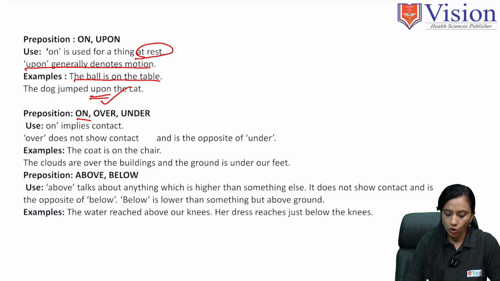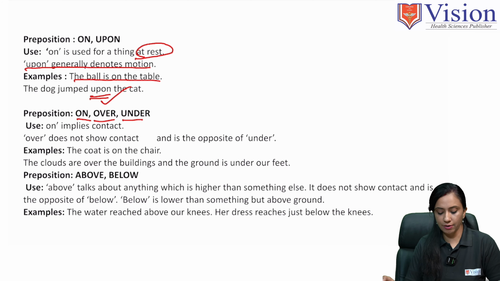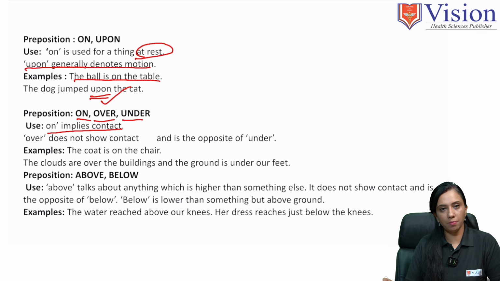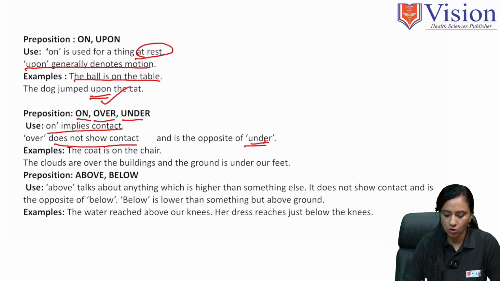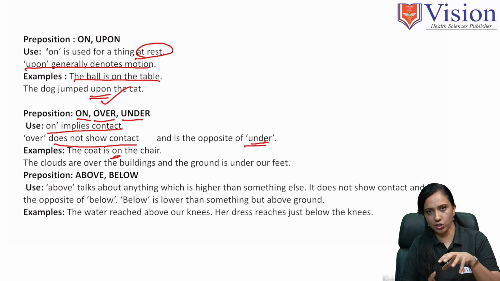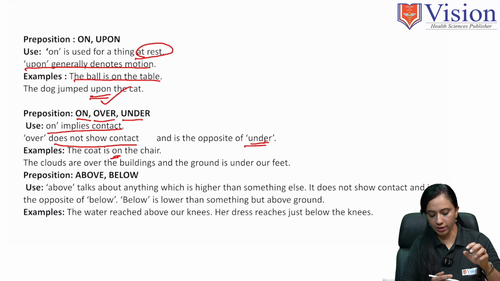Then we have on, over and under. Let's try to understand the difference between these prepositions. On basically tells us about contact. Over does not show contact, and the opposite of over is under. Like see the example, the coat is on the chair. So contact is there. The coat is on the chair. There's the physical contact of coat and chair.